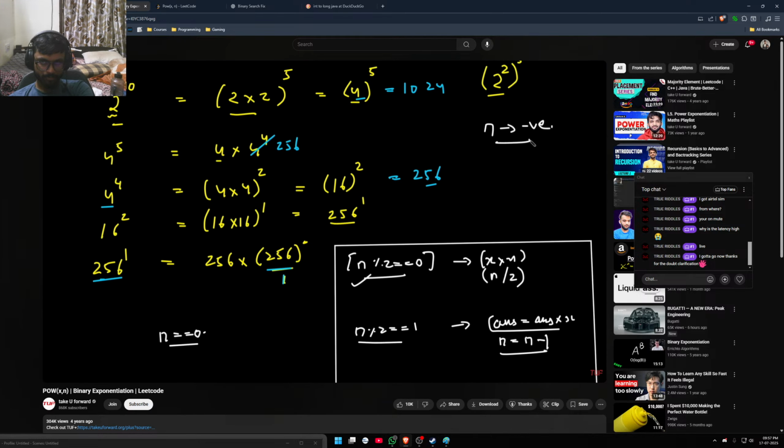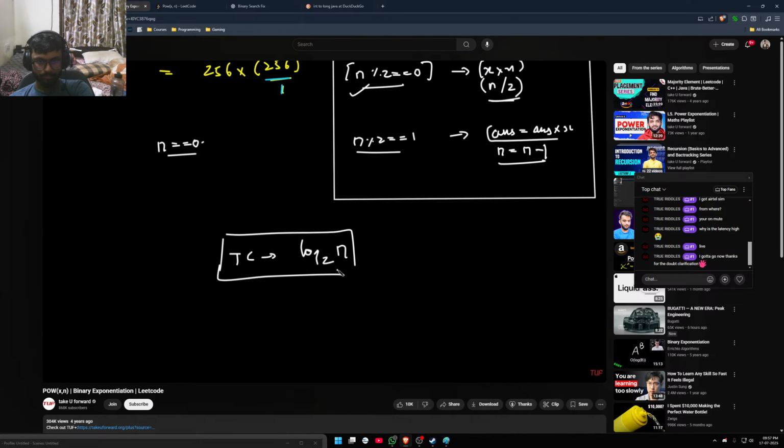Now you might ask me, what if n is negative? So I have already discussed about this in the brute force approach. You can get back to that brute force approach and see what I do when n is negative. Time complexity is logarithmic base 2 of n, because n is getting divided by 2 whenever it is even and whenever it is odd.